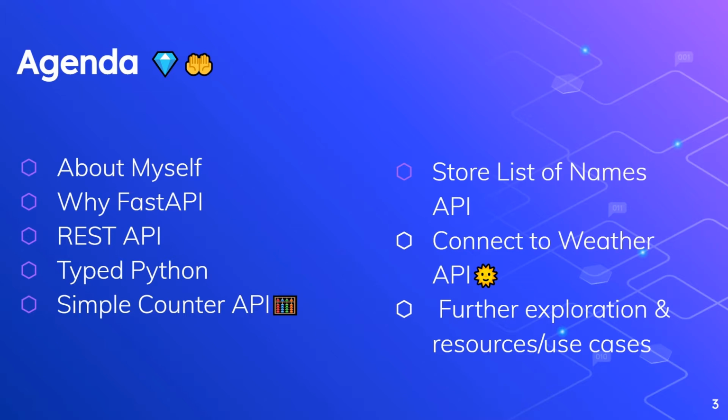So we're going to get the weather API, and we're going to get the weather depending on which city and which province their request comes from. So lastly, we're going to do further exploration and also talk about some resources and use cases for FastAPI. A lot of people use FastAPI.